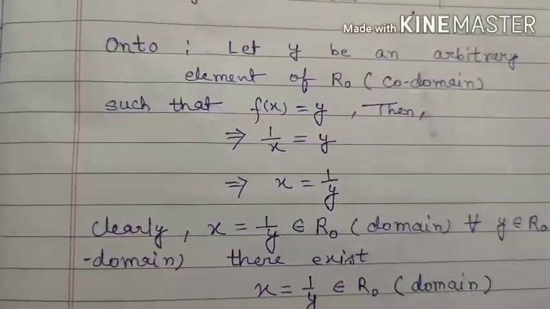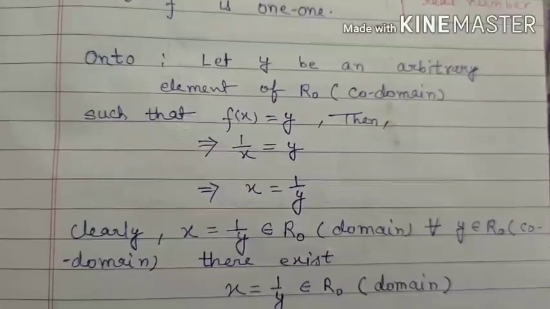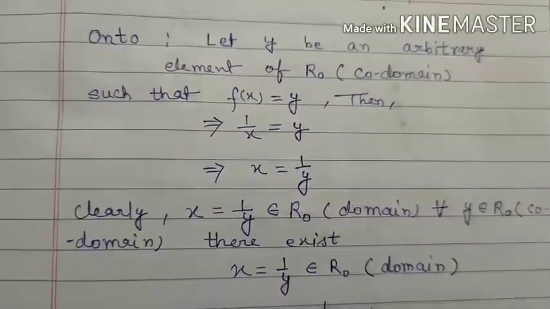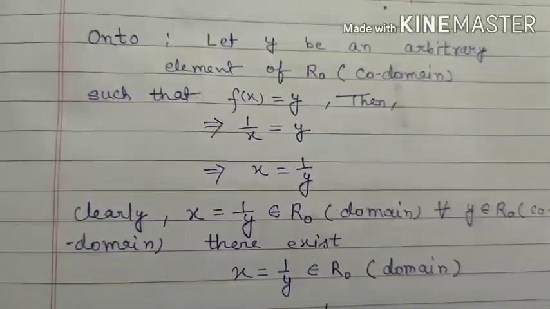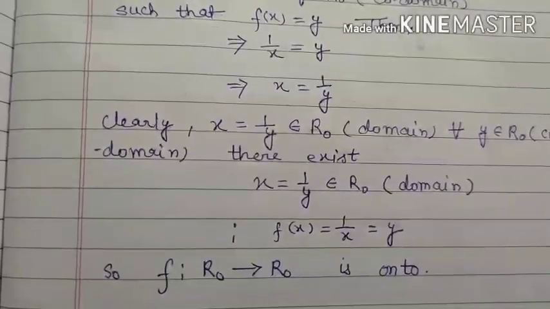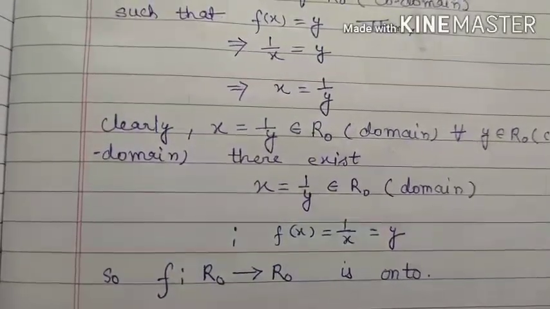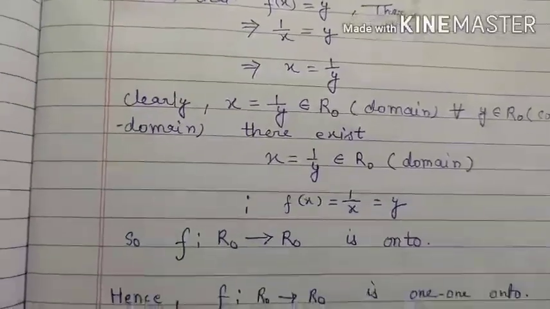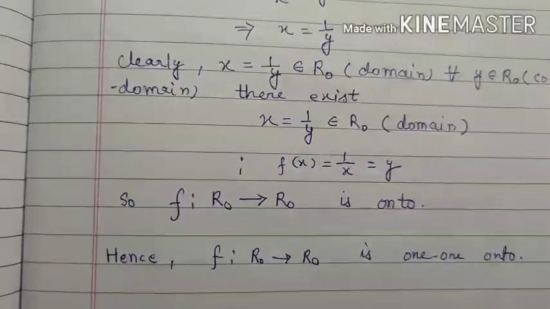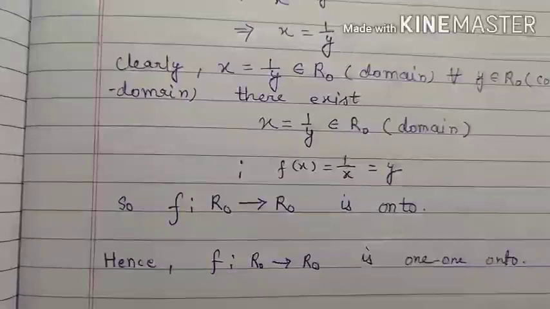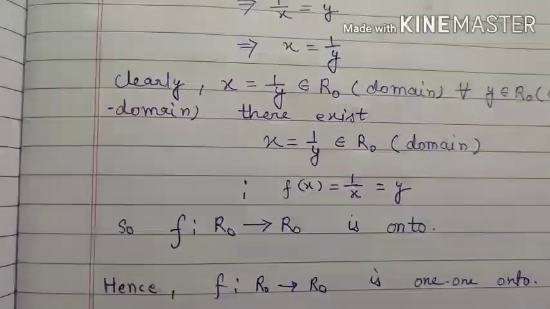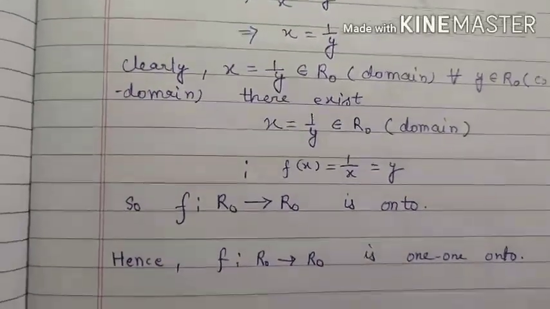This time R naught is domain. For every y belonging to R naught codomain, there exists x equals 1 upon y belonging to R naught. This time x belongs to domain. So f(x) equals 1 upon x equals y. So f such that R naught to R naught is onto. Hence f from R naught to R naught is one-one onto function, as we have proved that it is one-one and onto function. So we have proved it.